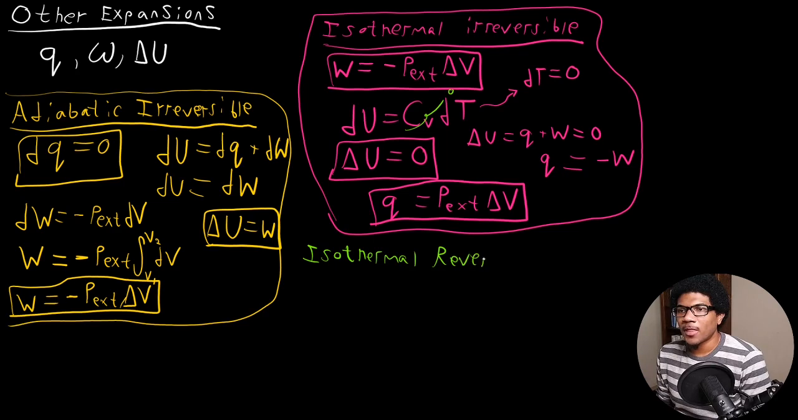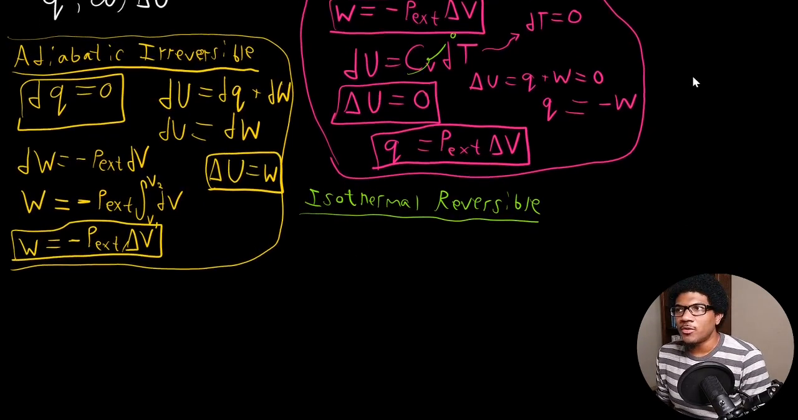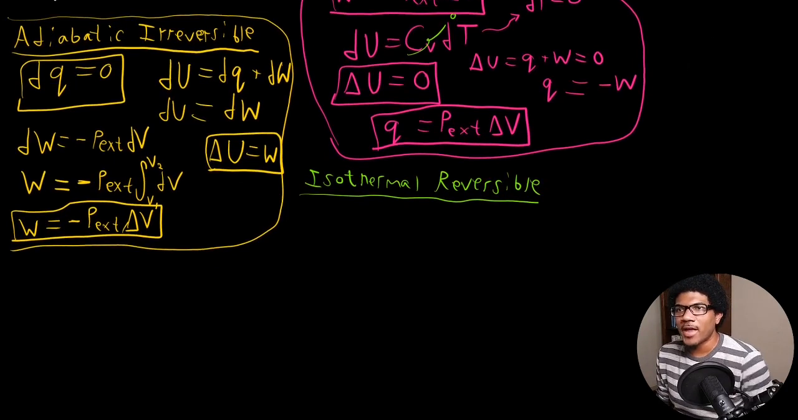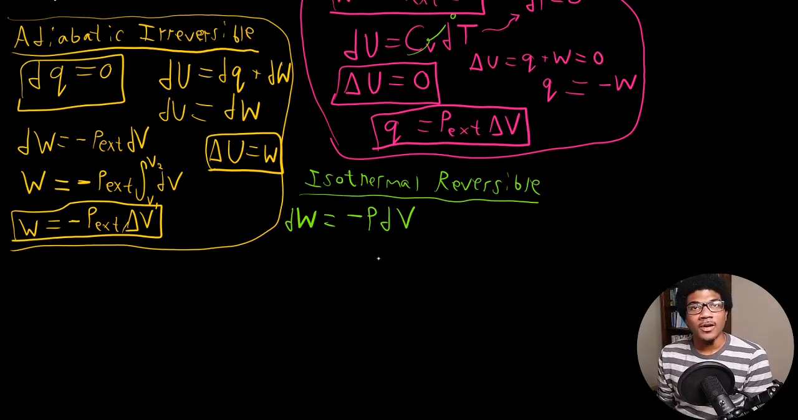Okay, cool. The last one that I want you guys to be familiar with is an isothermal reversible expansion. So now in this case, since it's reversible, we do have to account for the fact that we have this mechanical equilibrium established. So for the work, the dW, I should say, is going to be equal to negative P dV, right? Where we actually will have to use our state function for pressure.